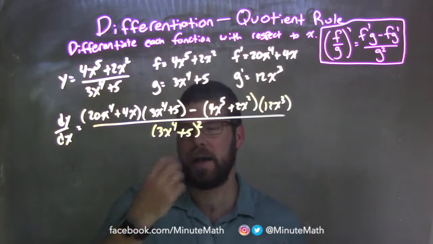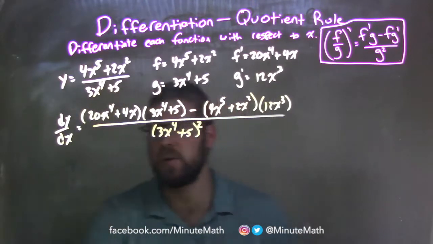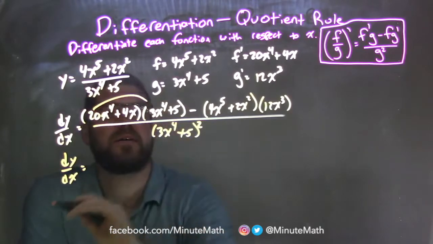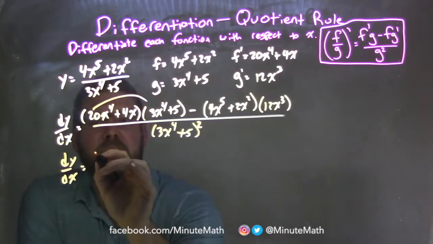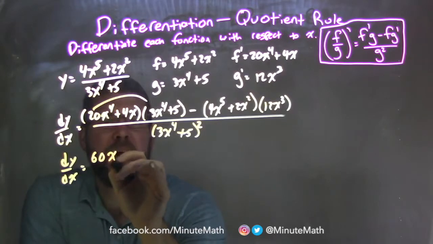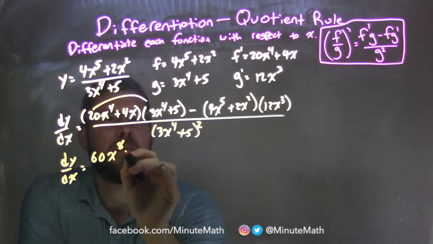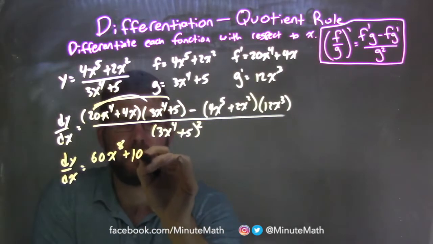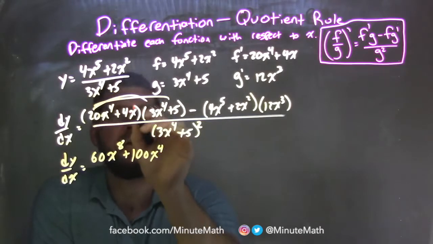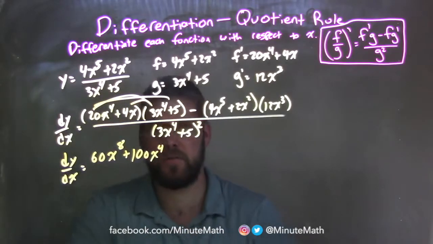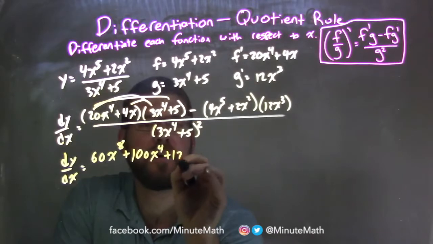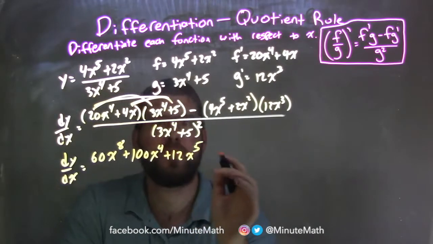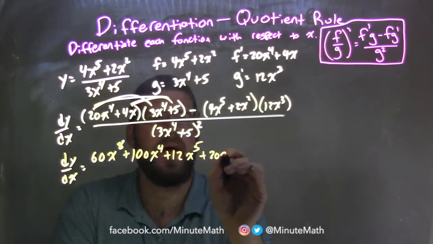I now just need to apply algebra, so we'll be distributing and simplifying. So we have dy/dx here. 20 times 3 is 60, so we have 60, and then we add the exponents, x to the 8th power, plus 20 times 5, which is 100, so we have 100x to the 4th. Then 4x times 3x to the 4th power, we have 12 here, x to the 5th power. And then 4x times 5 is 20x.